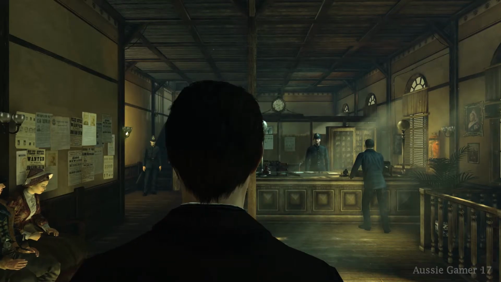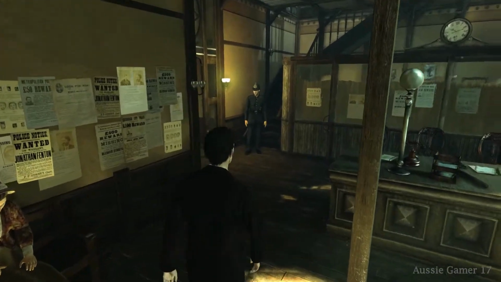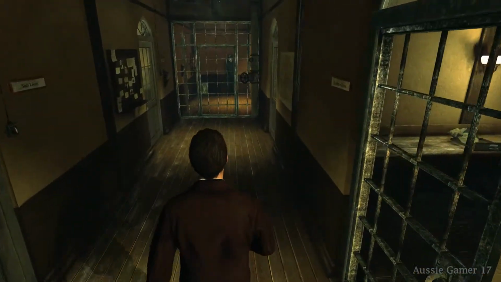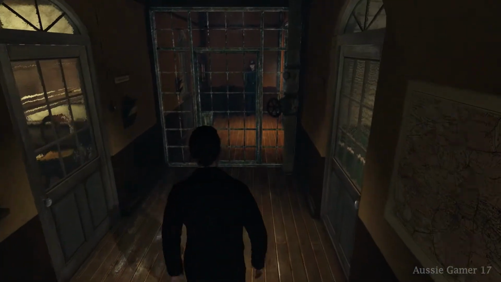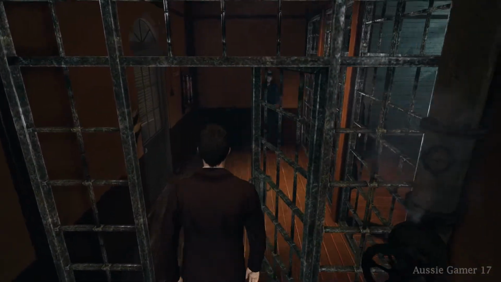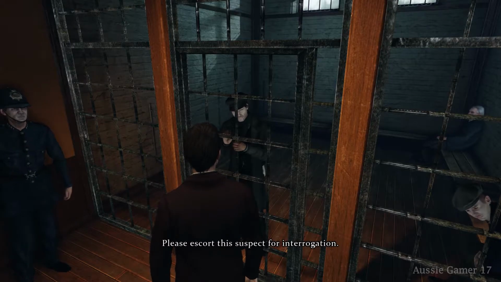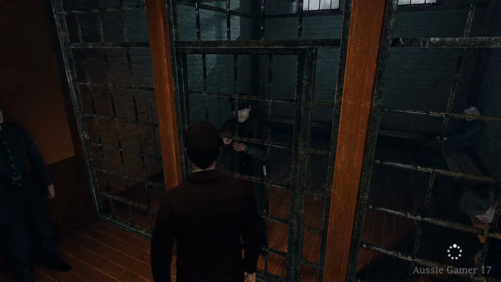All right, here we are, and the first thing we want to do is go straight out to the cells and talk to Hurtley in the interrogation room. We may have to grab him from the cell again. Yep, here he is, so talk to him again.